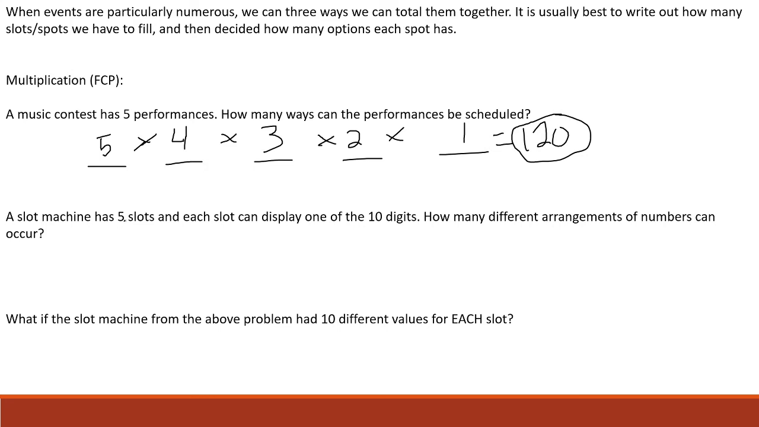What if a slot machine has 5 slots and each slot can display one of the 10 digits? So again, I have 5 slots. 1, 2, 3, 4, 5. And any of the 10 digits can be in these slots here. So how many different arrangements of numbers can occur?